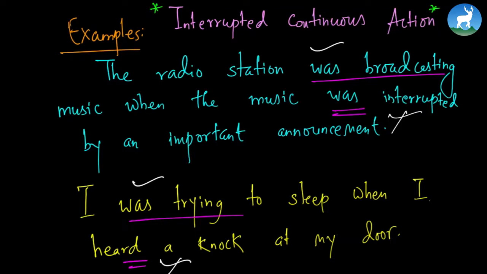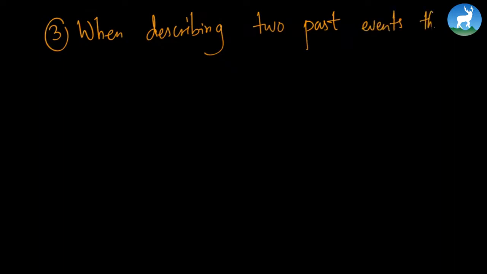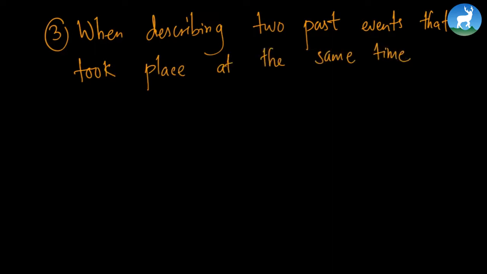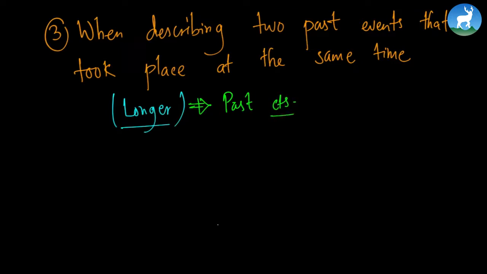Now let's go to the third use. The third use that we have is when describing two past events that took place at the same time. So while describing two past events that took place at the same time, the tense is used to describe the longer of the two events. So choose the longer of the two events and use past continuous tense. You can use simple past for the shorter event. You can also use past perfect for the shorter event, you see.